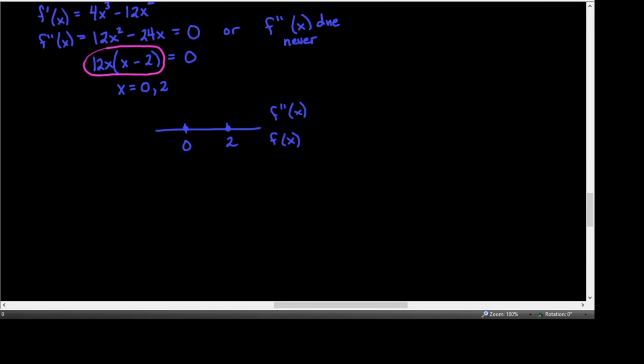So I could put in a number like -1. So 12 times -1 is negative. -1 minus 2 is -3, so that's negative. Negative times negative is positive. Between 0 and 2, I might pick 1. 12 times 1 is positive. Times 1 minus 2 is -1. So positive times negative is negative.